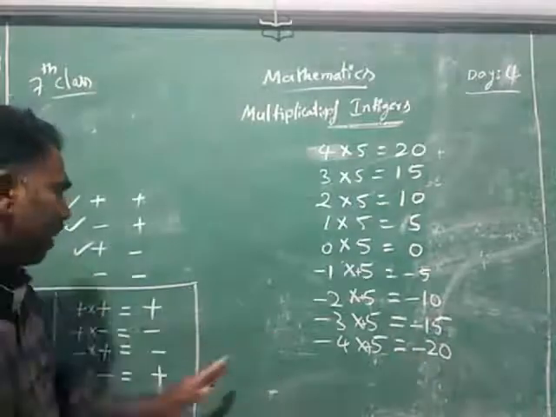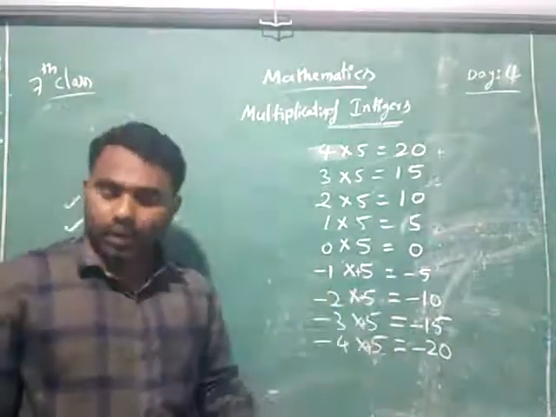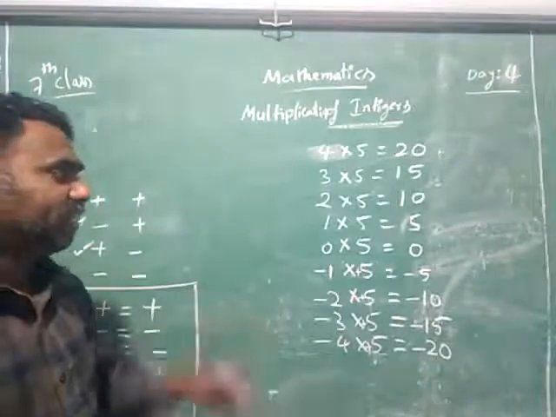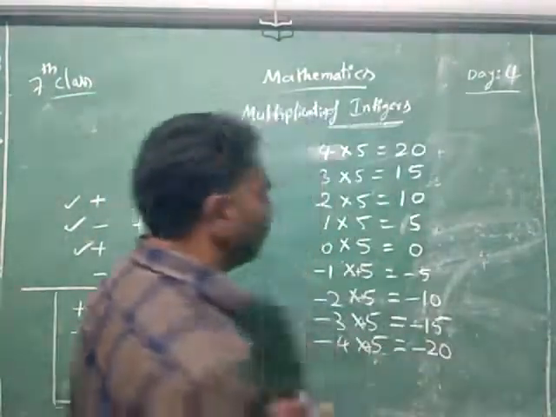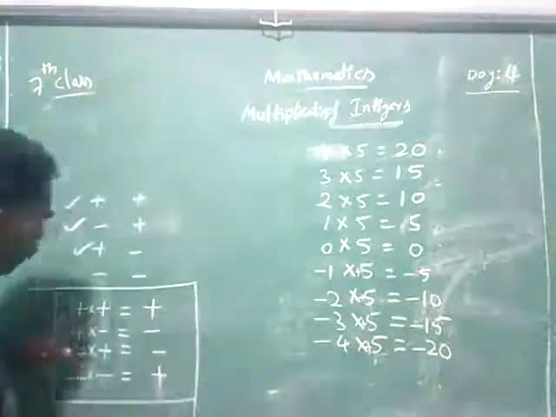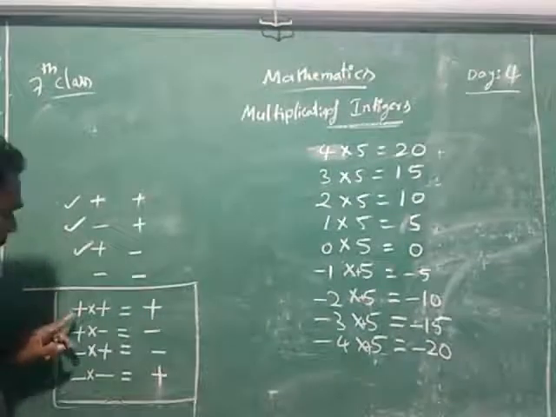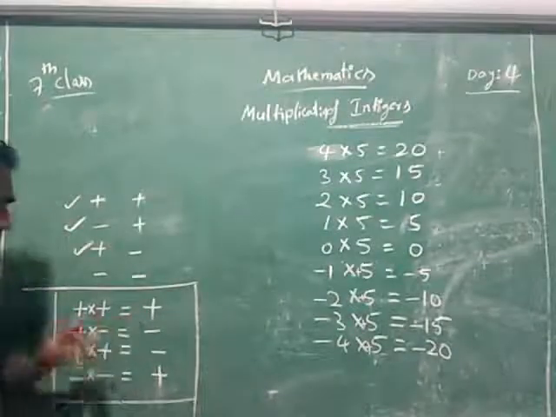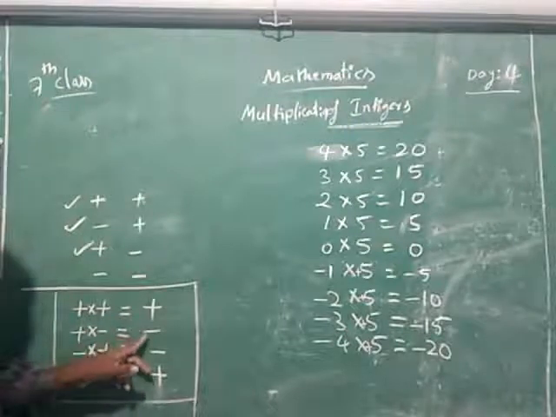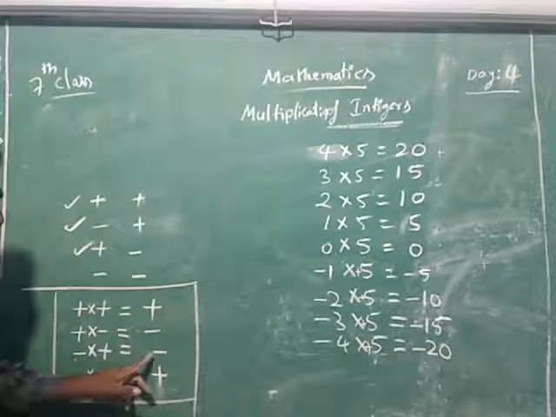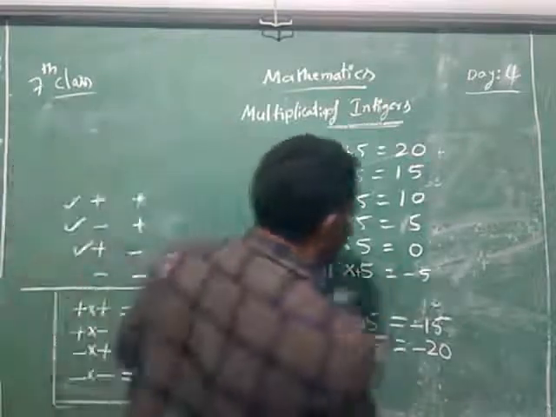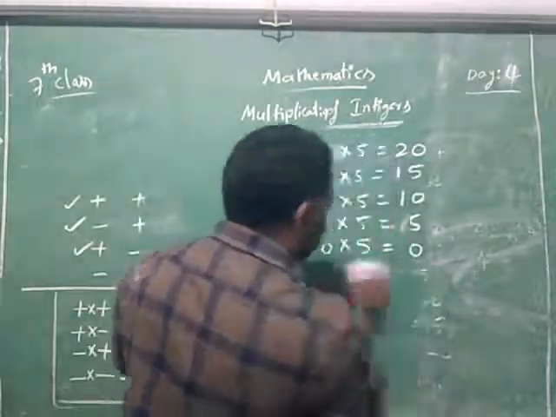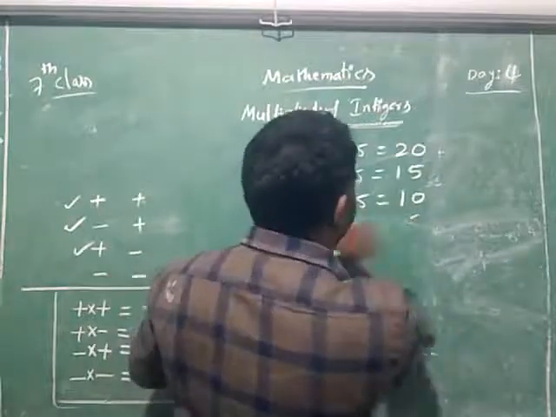So we are also following the same pattern, but you found the answers in the sequence here. Not only with the sequence, without using the sequence also we can answer it by using this symbols table. Plus into plus will become plus, plus into minus will become minus, minus into plus will become minus, minus into minus will become plus.